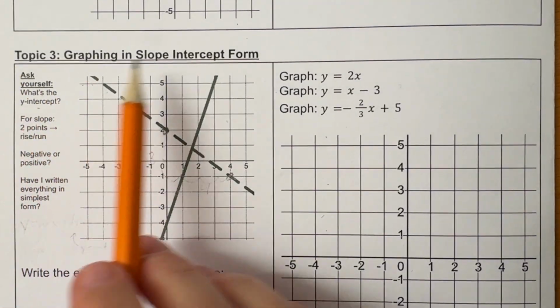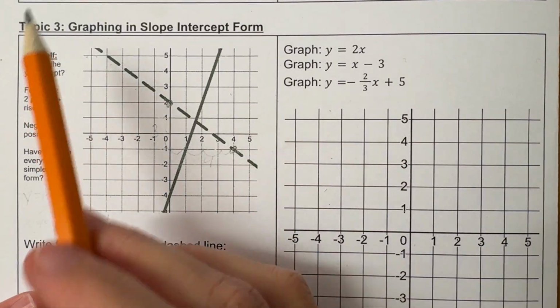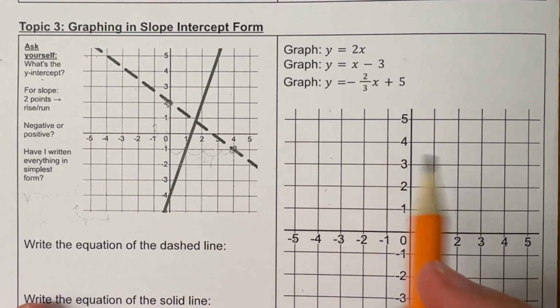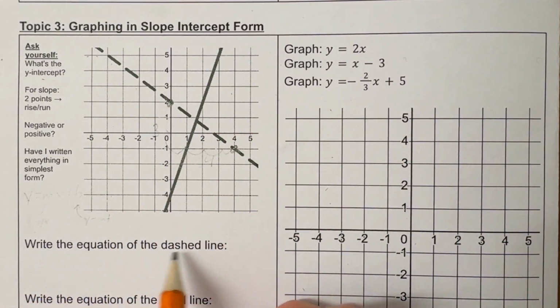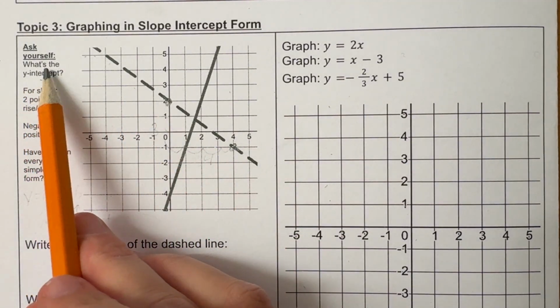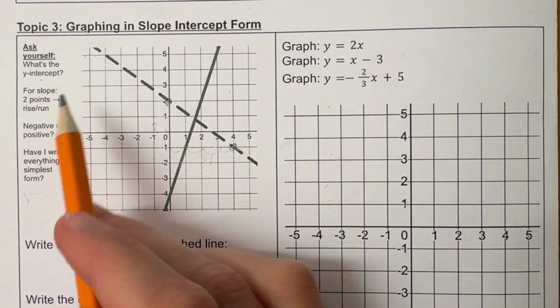Okay, topic 3, graphing and slope-intercept form. I'm going to first read the equations of these graphs off the graph, and then I'm going to graph some over here. So it says write the equation of the dashed line first, so let's focus on the dashed line. It doesn't matter what order you ask yourself these questions in, right?